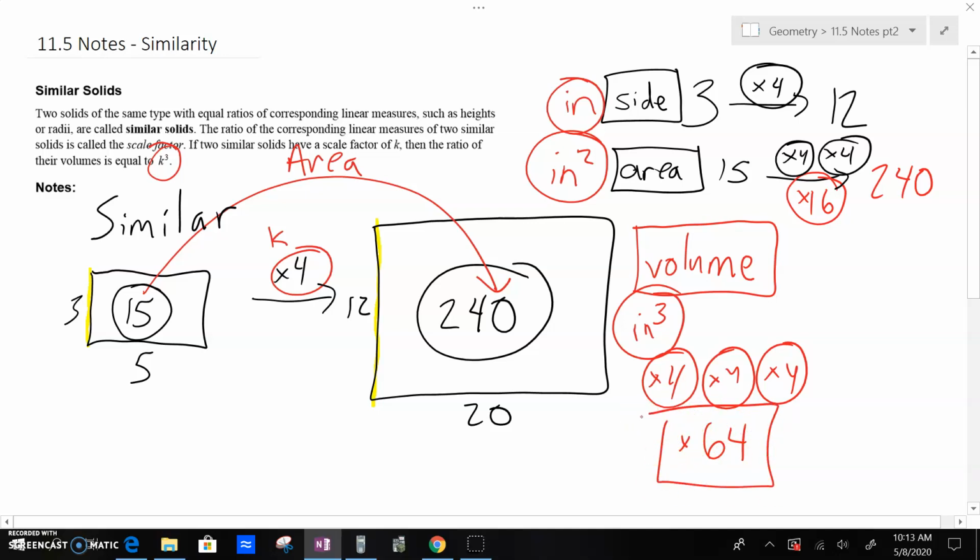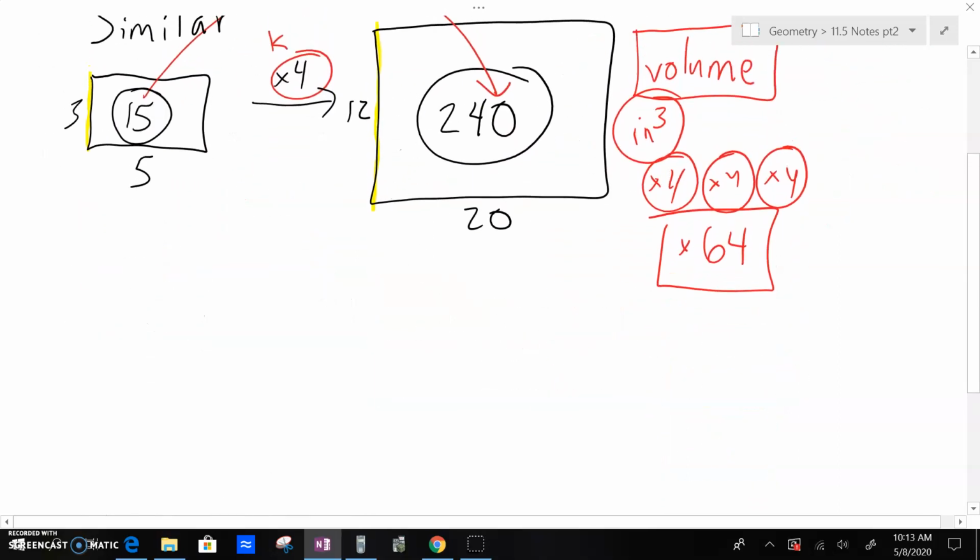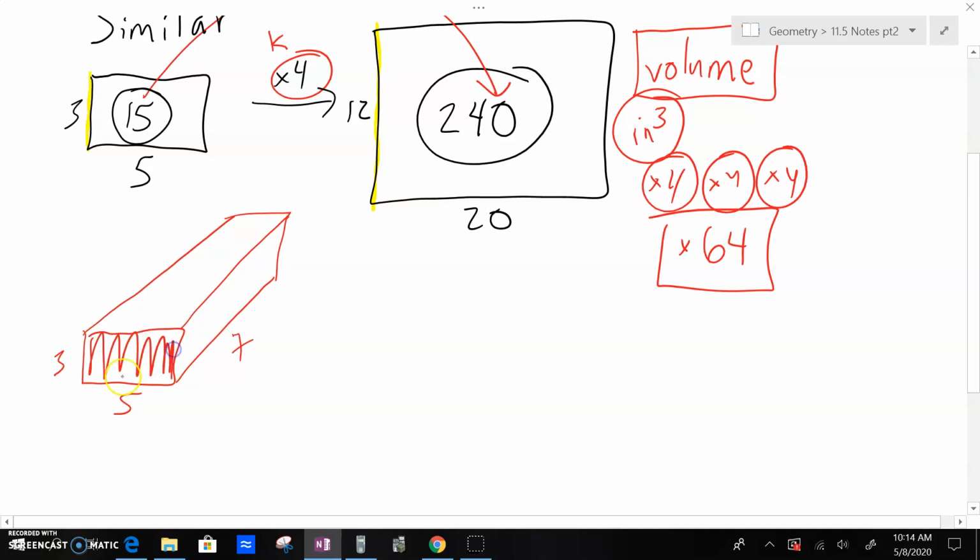To show what I mean by that, let's think about these rectangles. If I have a 3 by 5 and I were to make a rectangular prism off of that, so let's kind of draw our perspective in here. There's our rectangular prism. And let's say that rectangular prism has a height of 7. So I'm laying it on its side. Here's our base. That's our area, 15. There's our height of 7.